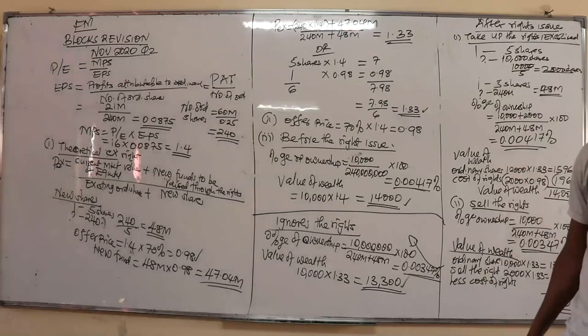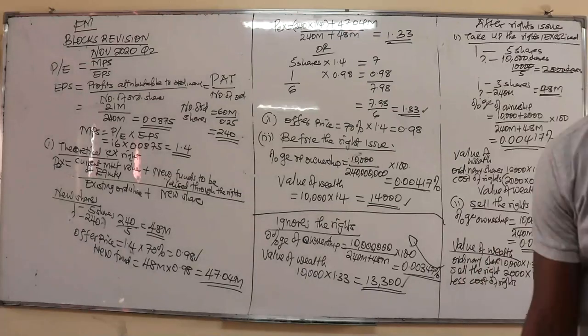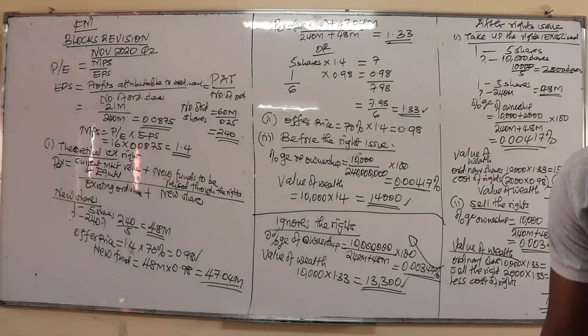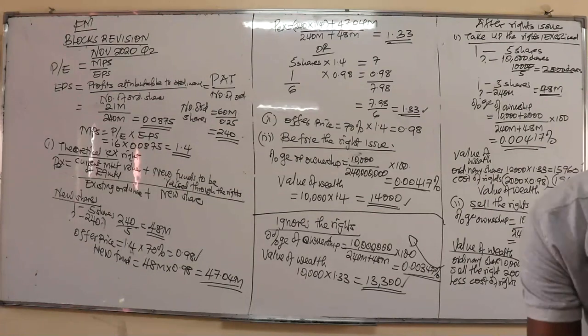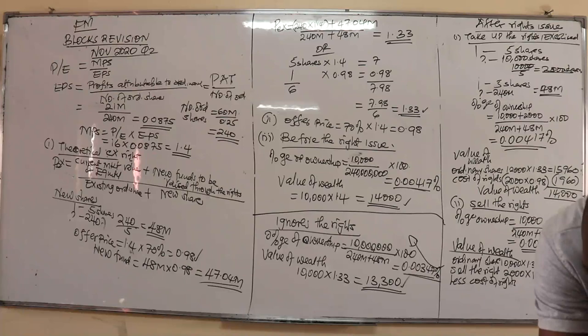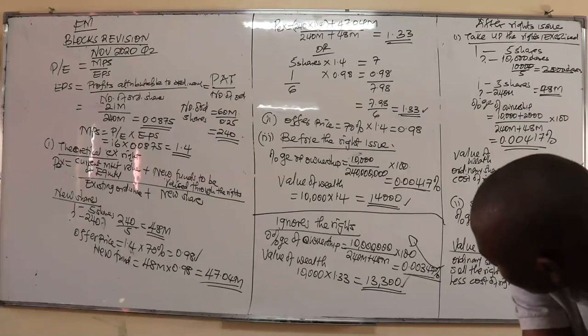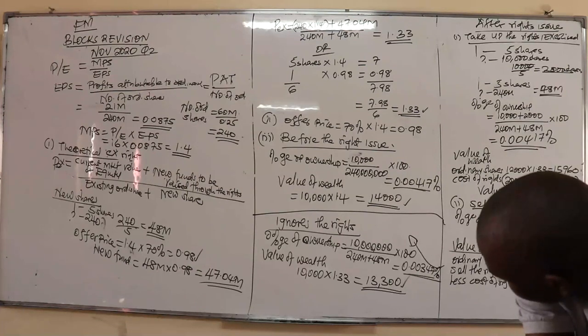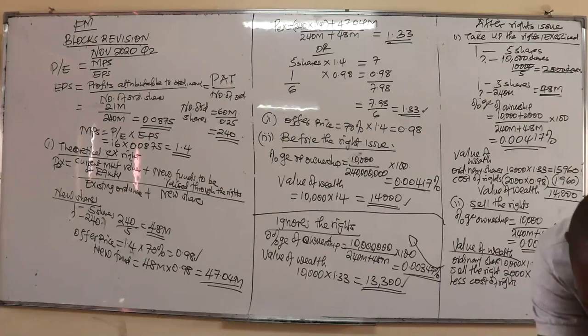So that is on Roman number two. Roman number two is whereby if he decides to ignore the rights issue, the value that he will be having is going to be how much? That value.